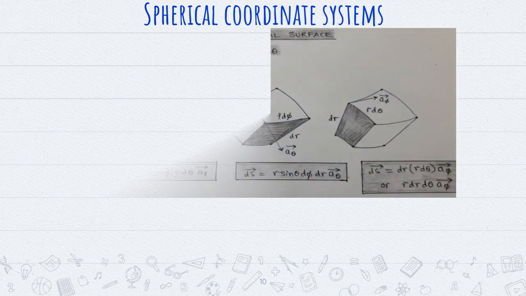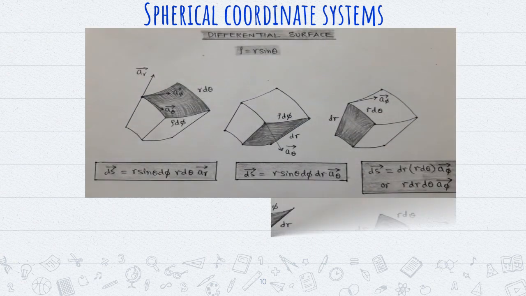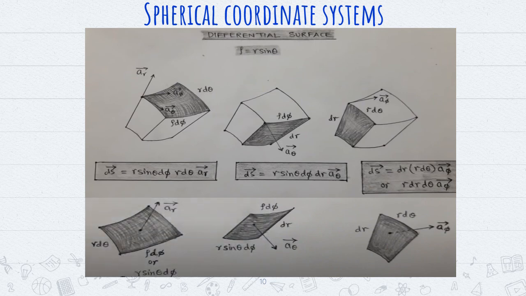Now, in this slide, we are going to discuss the differential surface. Differential surface is very simple, because we already discussed how to find the differential surface in the previous coordinate systems. So this spherical coordinate system is very simple to understand. Differential surface is nothing but differential area only. Here you have three directions, along ar, along a theta and along a phi, so for each direction you have a differential surface formula.